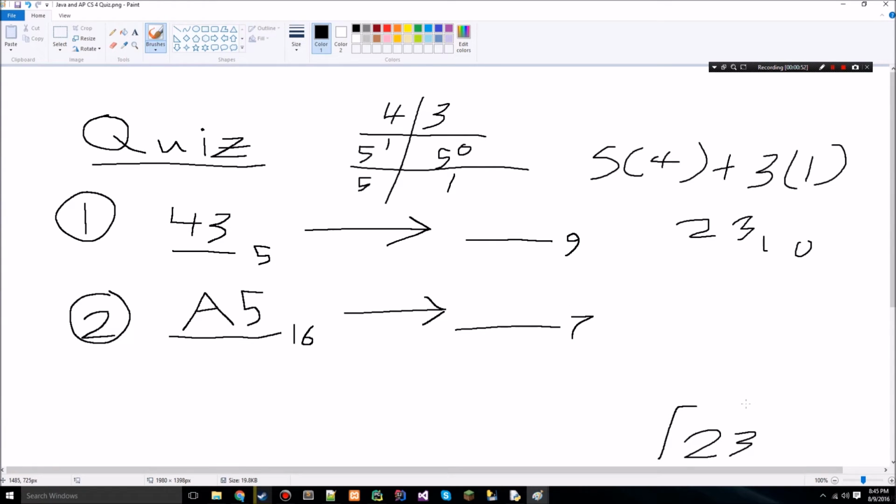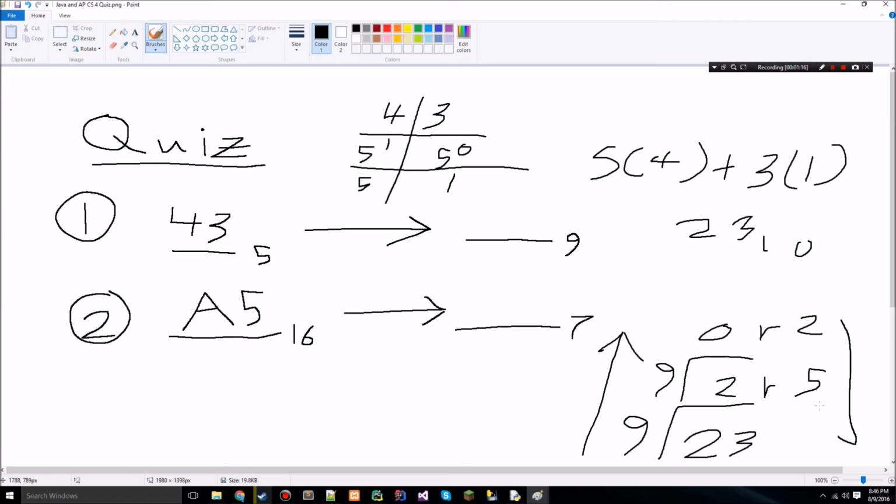Alright, so now let's go ahead and do mountain division to find what this is in base 9. So let's divide by 9. So 23 divided by 9, we got 2, remainder of 5. And then we divide by 9 again, so 2 divided by 9, that is 0, remainder 2. And then, so we went up, now we gotta go down, so we read it down.